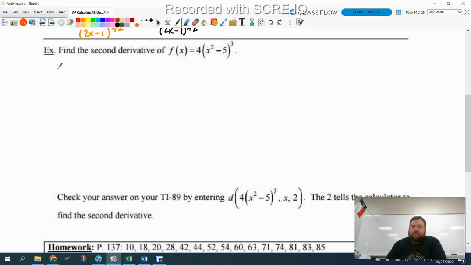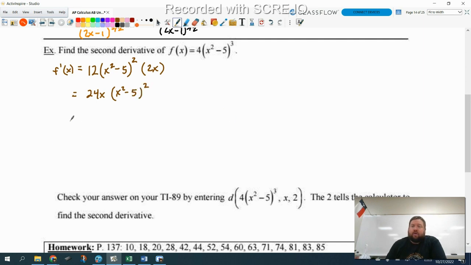All right, so first derivative, f prime of x is equal to, power rule first, multiply by 3, we get 12. Keep the inside part the same. Subtract 1 from the exponent, and then multiply by the derivative of the inside. Simplify, you get 24x times x squared minus 5 squared.